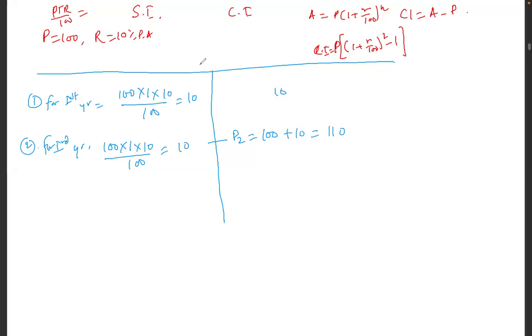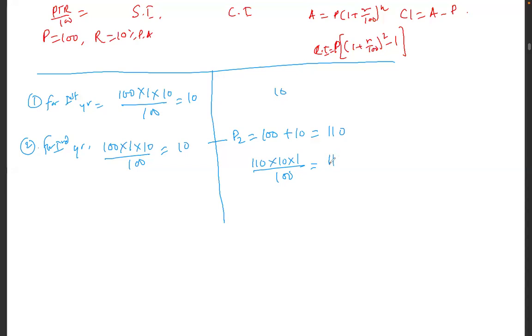Now everything else remains the same. Rate of interest remains the same. Time period is the same. So for the second year, CI will be how much? 110 into 10 into 1 divided by 100. You can calculate compound interest with the help of simple interest also, if you take care of change in principal. Because change in compound interest happens because of change in principal.